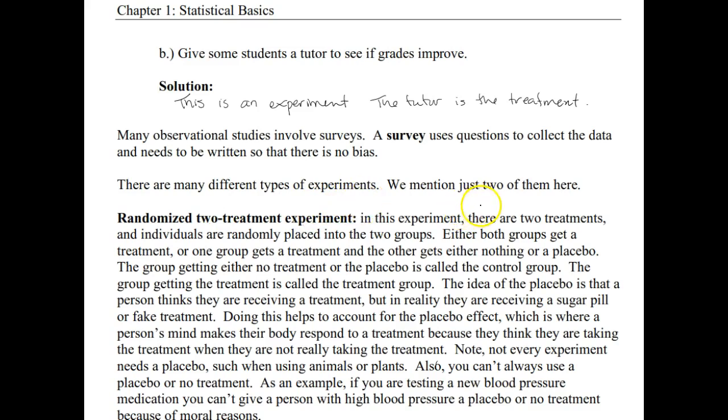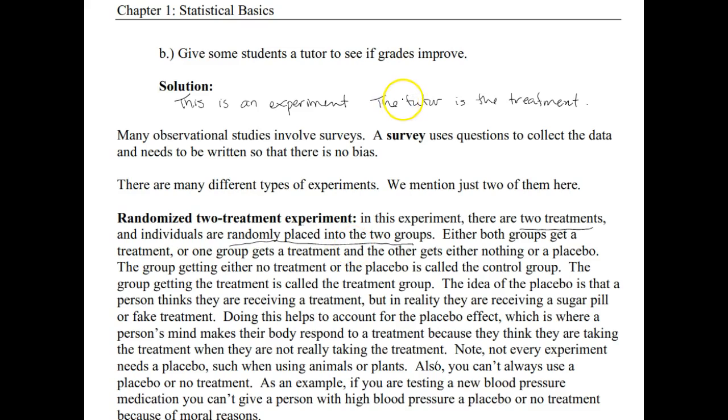We're going to just mention two of them again in this intro class. So one of them is a randomized two-treatment experiment. So kind of like this one up here where we had two treatments, either you had a tutor or you didn't. In this experiment there are two treatments and individuals are randomly placed into the two groups. So that's important. So people don't get to choose.